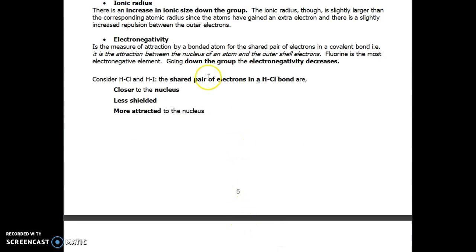Okay, so now we're going to look at electronegativity. First of all, just a reminder what electronegativity is. It's the measure of attraction by a bonded atom for the shared pair of electrons in a covalent bond, i.e. it is the attraction between the nucleus of an atom and the outer shell of electrons. Fluorine, as you know, is the most electronegative element because it's the smallest element which can form a covalent bond to another atom, which is on the right hand side of the periodic table.